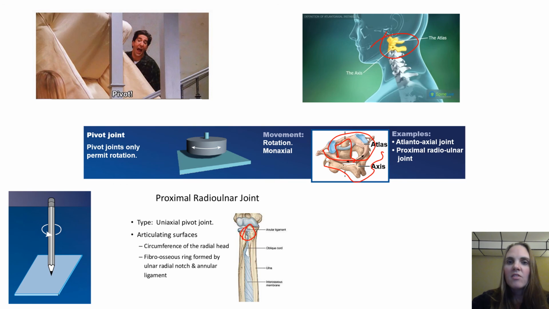and then the atlas kind of sits on top of it. Let's pretend this is the dens here, and then the atlas can pivot around that dens of the axis, allowing for us to rotate our head.